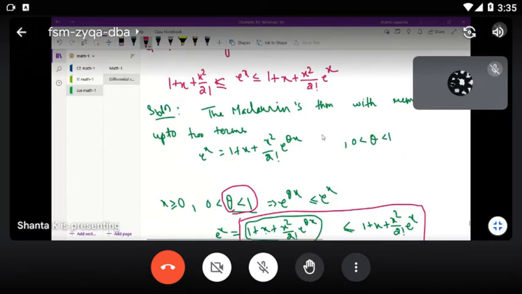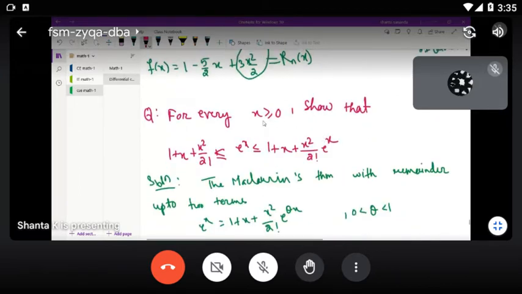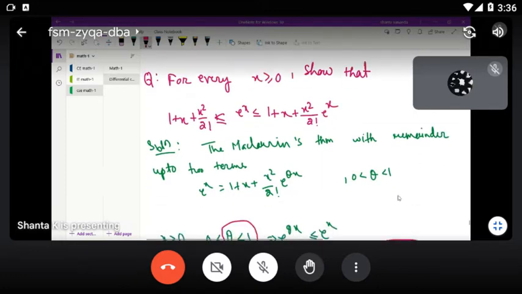Because here the interval is 0 to x, isn't it? If you consider theta from 0 to 1, then in Lagrange's form we get a c which is in 0 to x, and here theta is 0 to 1, which means theta x is within 0 to x. It's one of the standard methods. If you write c, I used to write c belongs to 0 to x. It's the same thing. Instead of c, I have written theta x, where theta is from 0 to 1. Got it?